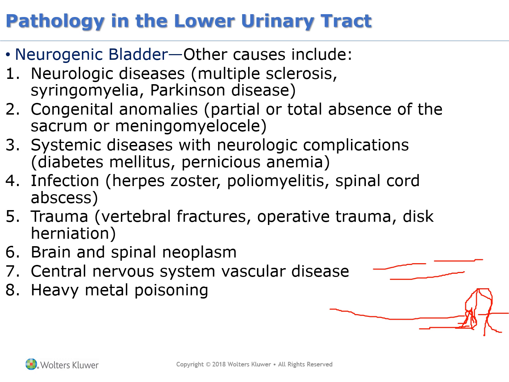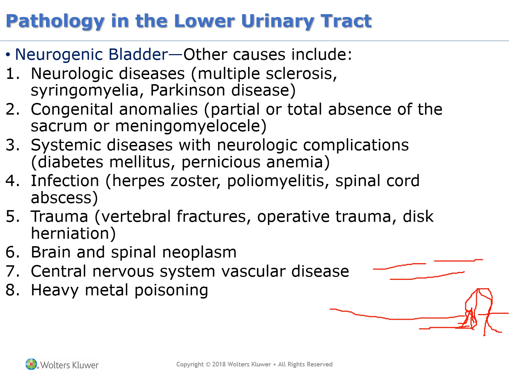Pernicious anemia would also affect the blood flow, and that is going to complicate things in the same way as diabetes. Infections such as herpes, polio, and spinal cord abscesses could all affect the neurologic areas. Trauma, such as a car accident or other traumatic injury that could disrupt the spinal cord, obviously is going to cause neurogenic bladder.